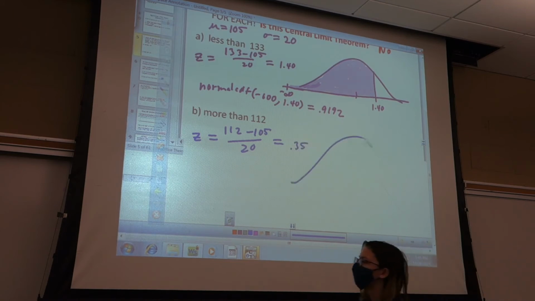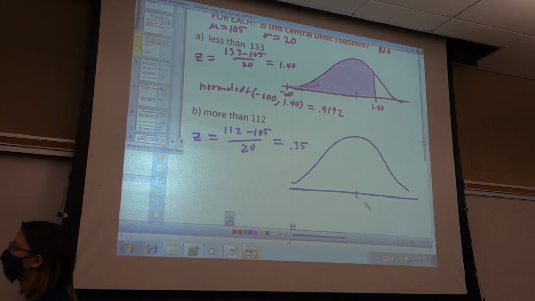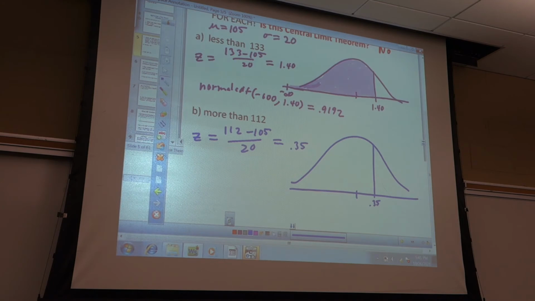And then draw your picture. Diego, is it going to be on the left or the right? Right. More than 0. And then am I going to shade to the left or the right? To the right. To the right. Okay.